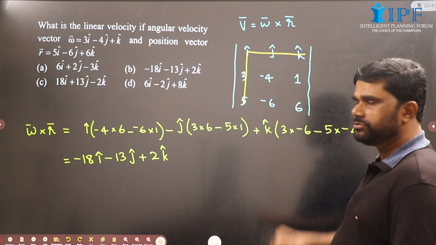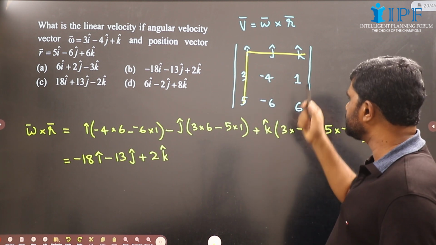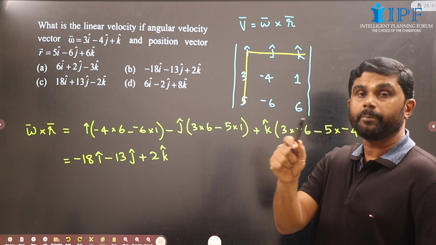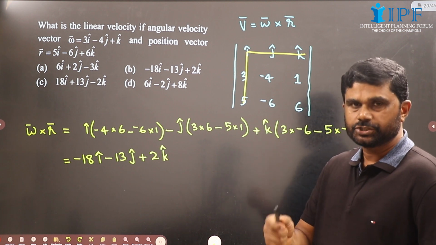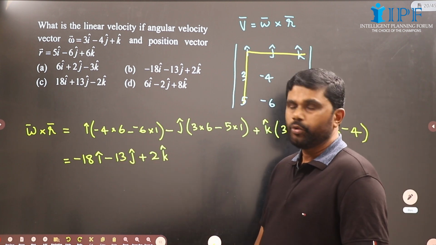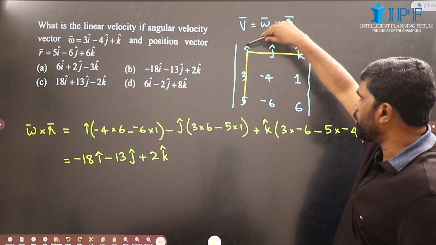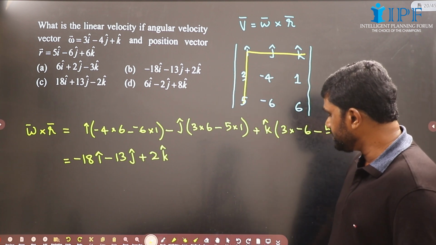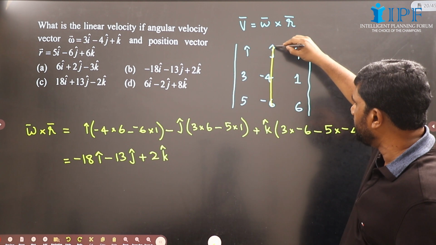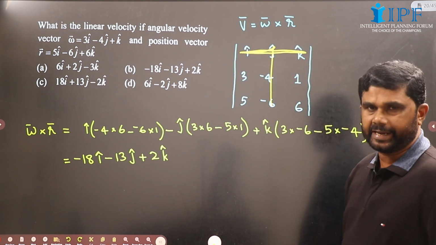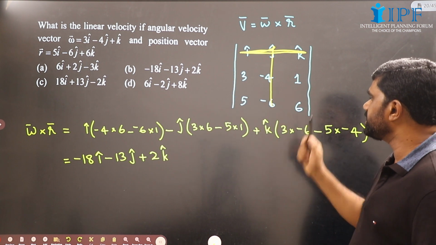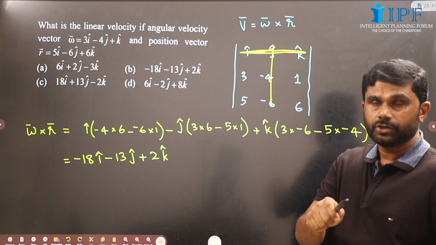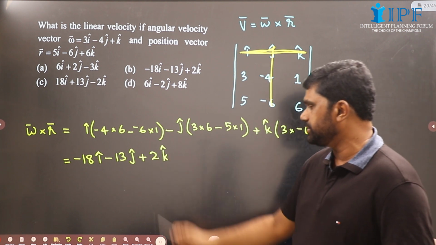So it will be minus 4 into 6, that is minus 24, and minus 6 into 1, that is minus 6. Minus 24 minus minus 6, that is minus 24 plus 6. So it will be minus 18 i cap. For this we take positive, and for the next element j we have to take negative. In this case we eliminate the column and the row containing j. So 3 into 6, that is 18, 5 into 1, that is 5, 18 minus 5, that is 13. And there will be minus 13j.